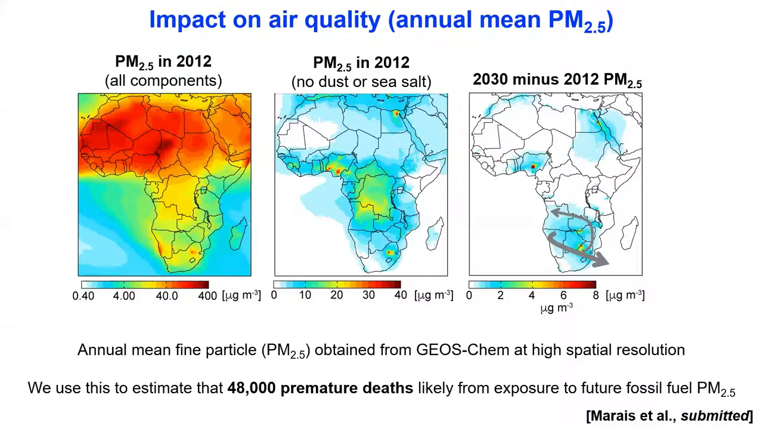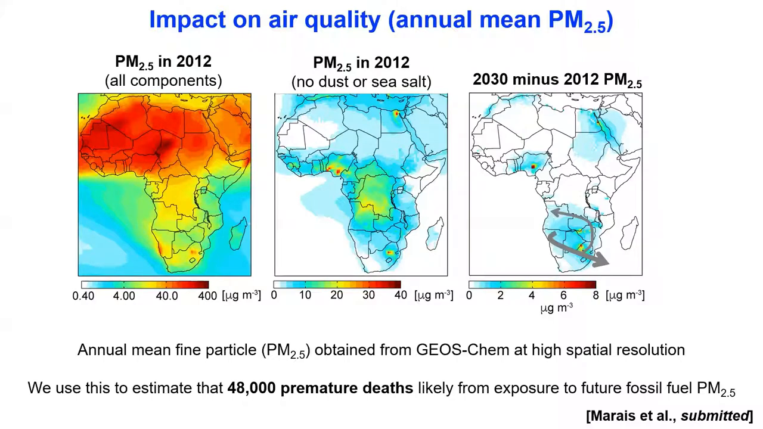And we also give these PM2.5 estimates to the Harvard School of Public Health, and they estimate the premature deaths that are likely to result from exposure to this additional PM2.5. They estimated 48,000 premature deaths for the whole continent. The highest ranking countries are Nigeria and South Africa, which is typical.